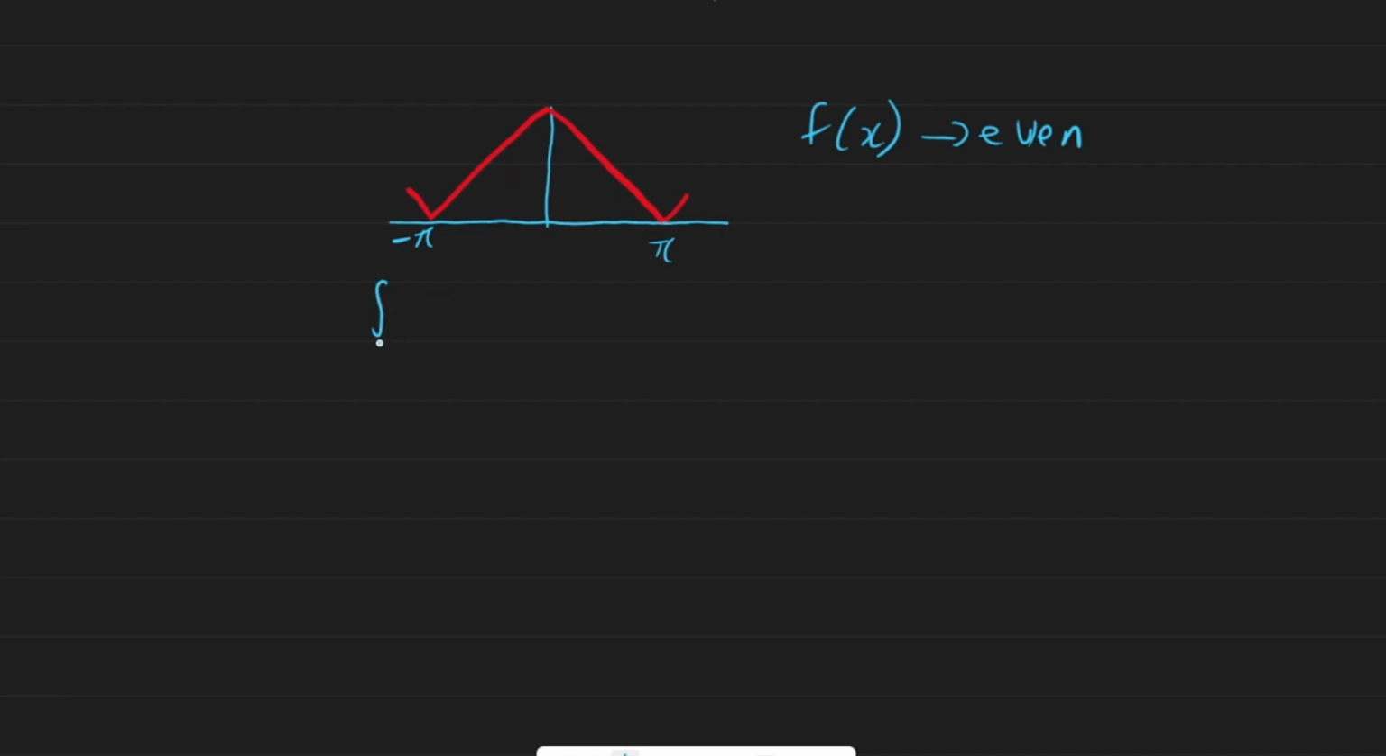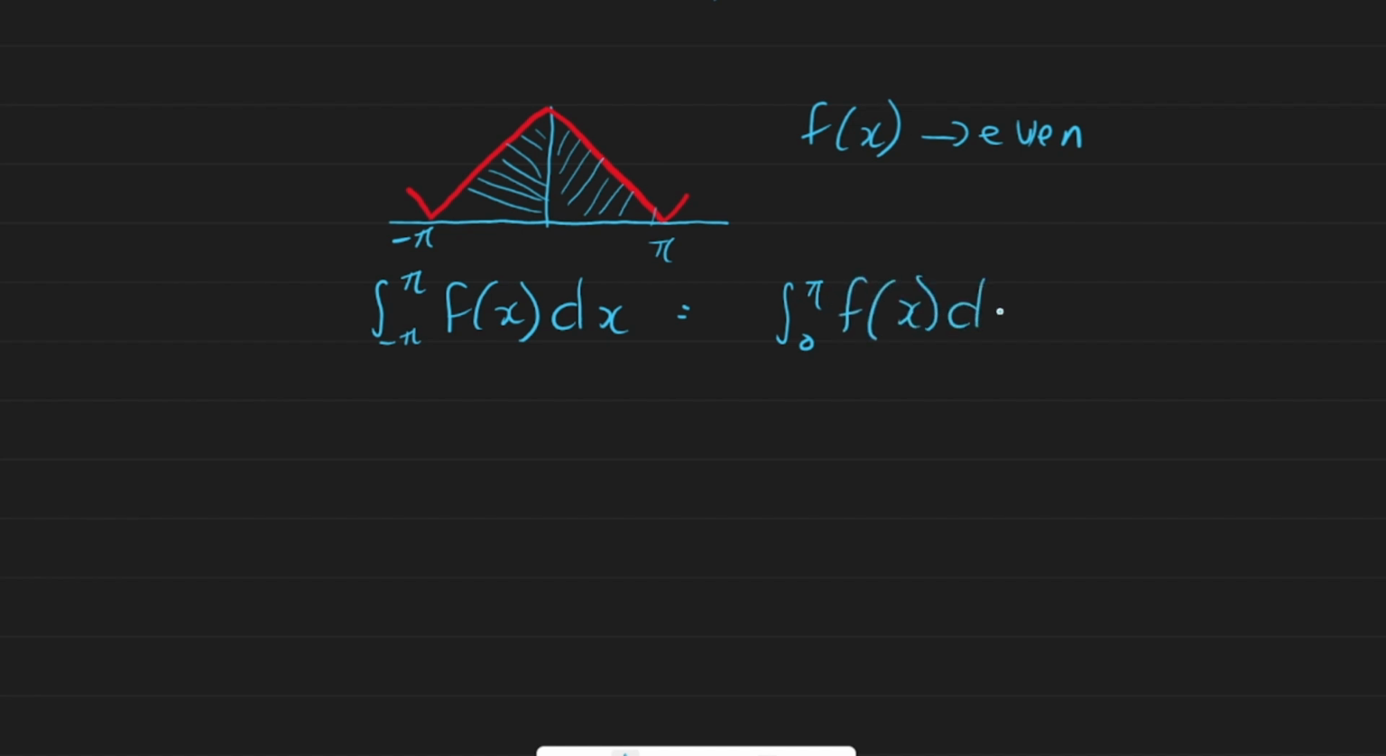So if we were to integrate between minus pi and pi, f of x dx, then what we see here is that we have a certain area, okay, from 0 to pi, and it's exactly the same as the area from minus pi to 0. So all that we can do is integrate from 0 to pi f of x dx, and then just double it. It's just twice the area from 0 to pi. So that's an important implication of even functions.